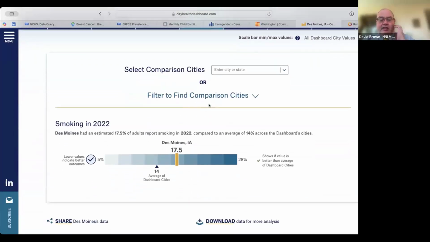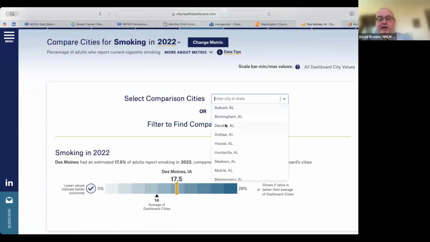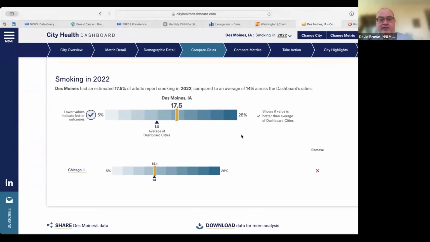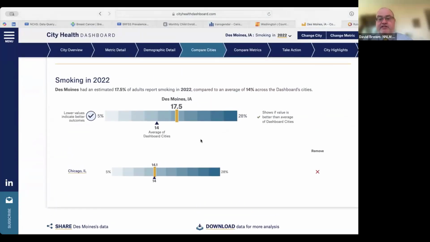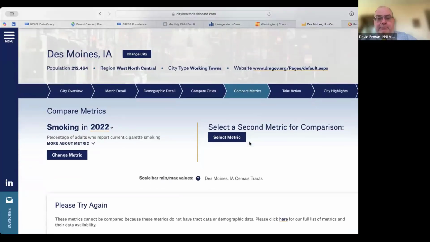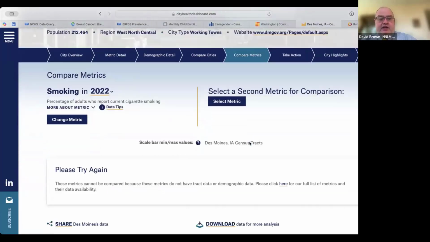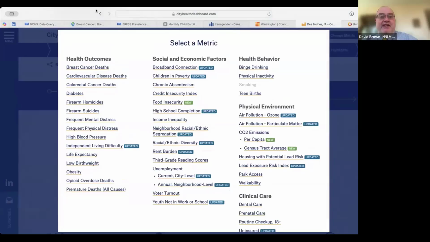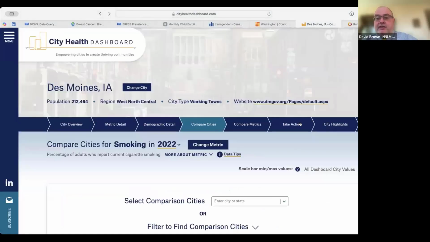So if you want to compare Des Moines, Iowa to, let's just say, Chicago, Illinois, two bigger Midwestern cities, you'll see Chicago is closer to the average. You can show where you're leading, where you're not. It's just a different way of looking at it. You can also compare your metrics here. You can change your metrics. You can add another metric in if you want. There are a lot of different ways you can display this data. So it is a good idea.